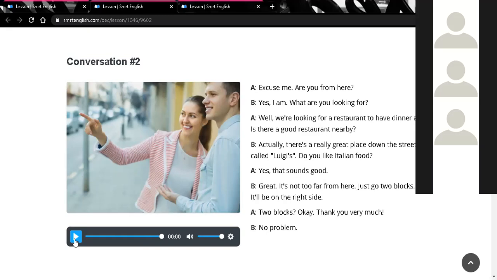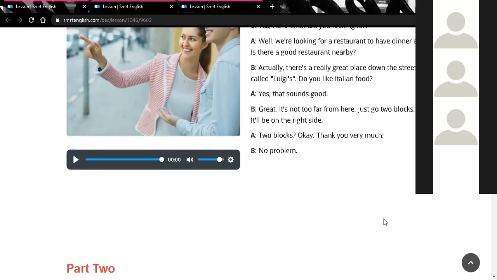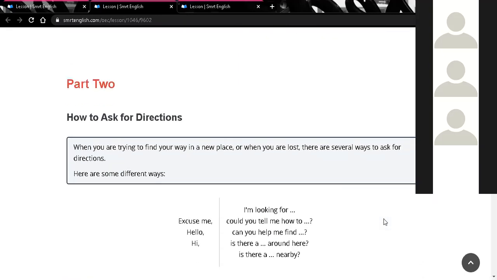¿Qué buscas? What are you looking for? Okay, we're looking for a restaurant to have dinner at. Is there a good restaurant nearby? Nearby significa algo cerca. Expresiones para referirnos a algo cerca: tenemos nearby, around here, close to, or near. And then it says here, actually, there's a really great place down the street called Luigi's. Do you like Italian food? And this is just to give more environment to that conversation, right? Just go 2 blocks, it'll be on the right side. And that's it. Okay, if you have a question or something with the conversations, let me know, okay?